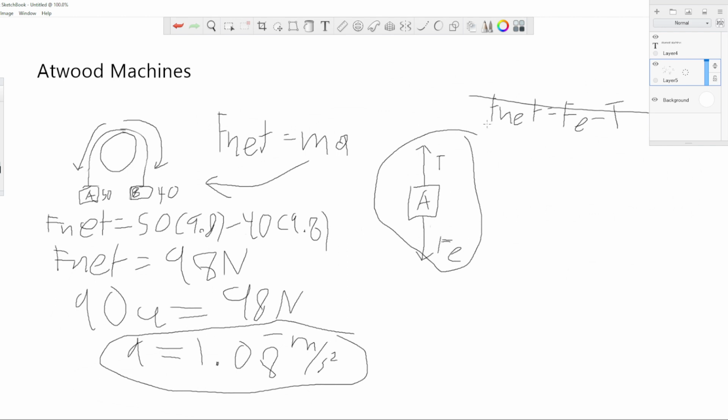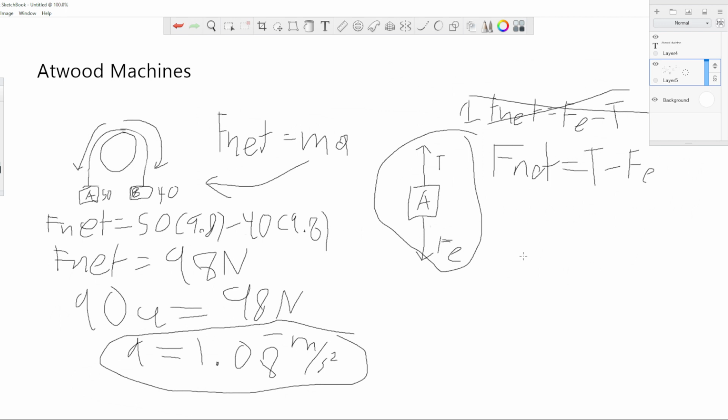But if you want, we can do it the other way. If you want to do F-net and just look at the forces here, since tension is going up, you can make tension positive and the force of Earth negative, the way the forces are pointing. But it doesn't matter which way you do it, you just have to remember which way it's accelerating. If you did it the way up here, your FE is positive, which means your acceleration would be positive.